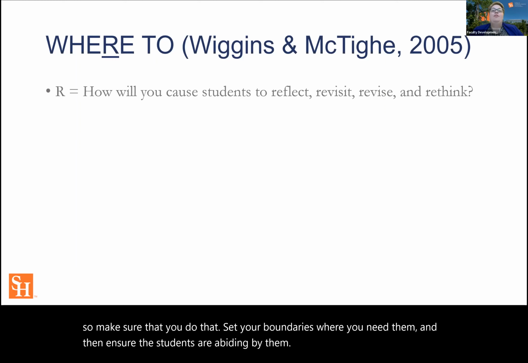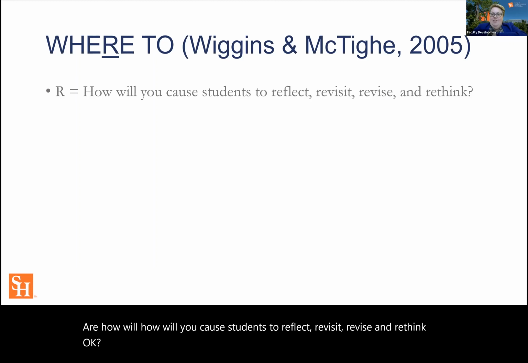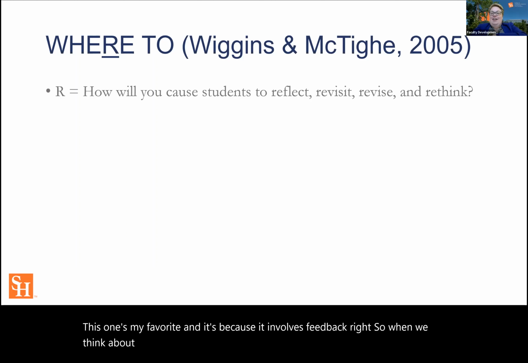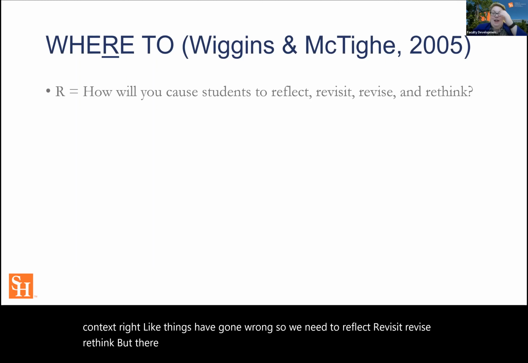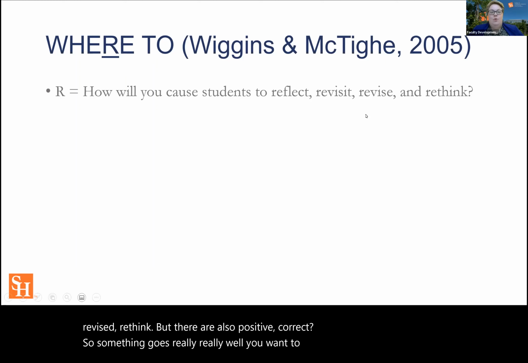R, how will you cause students to reflect, revisit, revise, and rethink? Okay, this one's my favorite, and it's because it involves feedback, right? So when we think about these options, a lot of times we think about them in a negative context, right? Like things have gone wrong, so we need to reflect, revisit, revise, rethink. But they're also positive, correct? So if something goes really, really well, you want to reward students for having a good outcome or a good turnout.